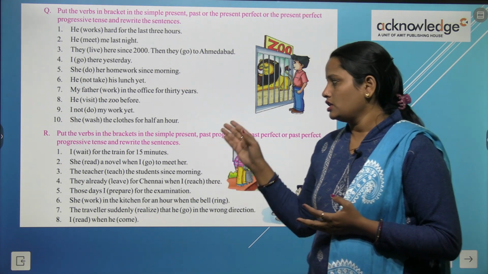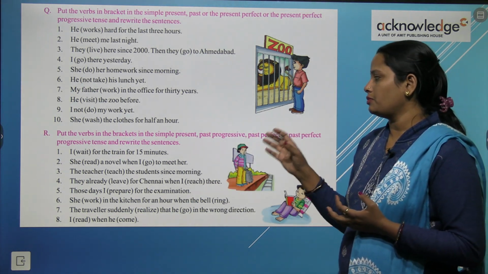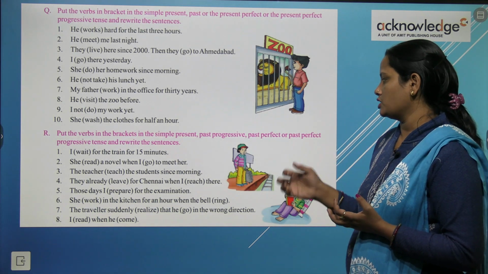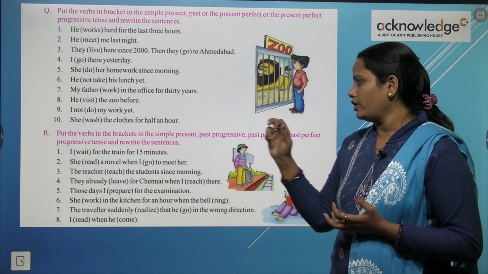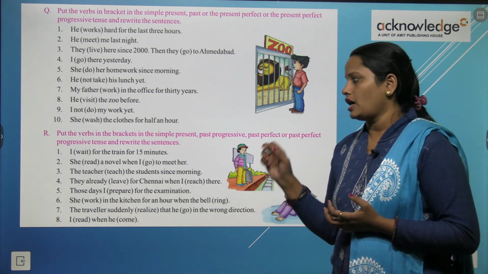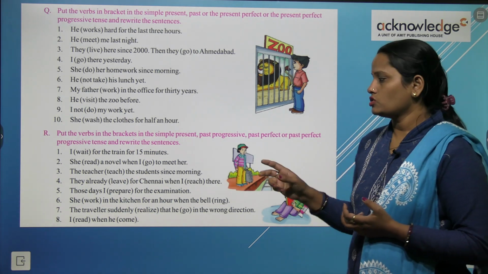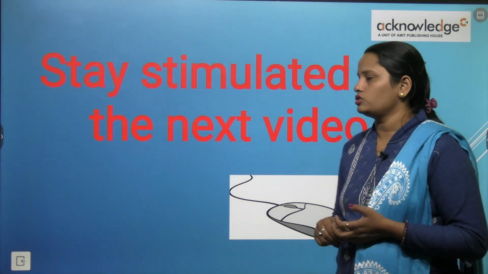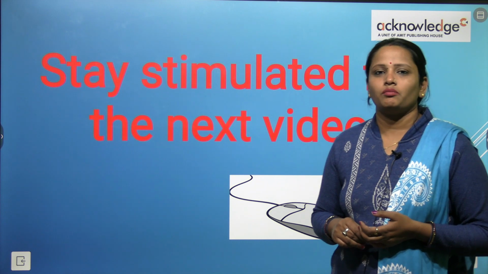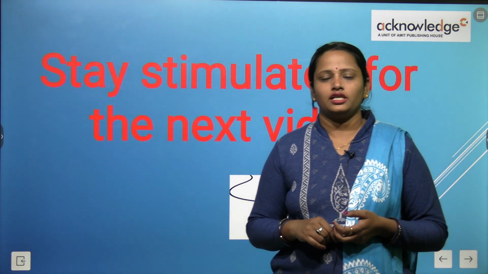Our question is: put the verb in the bracket in the simple present, past progressive, past perfect or past perfect progressive tense and rewrite the sentences. So these exercises you have to do on your own, children, and with this we have completed the chapter tenses.